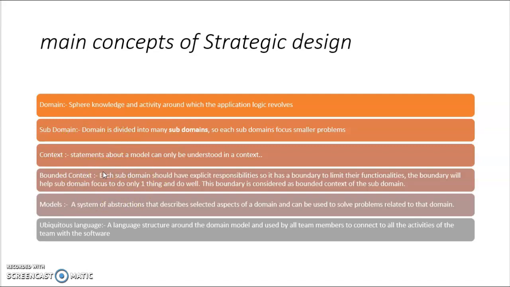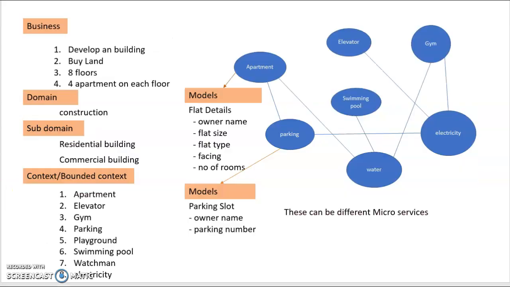Now let's take a simple business case where we need to develop a building. For that we need to buy a land. Now the building should have 8 floors and 4 apartments on each floor. Now this is our business requirement. We need to understand this business requirement and then apply the strategic design on it to identify all business objects, and then we will identify what will be the microservices to implement it.